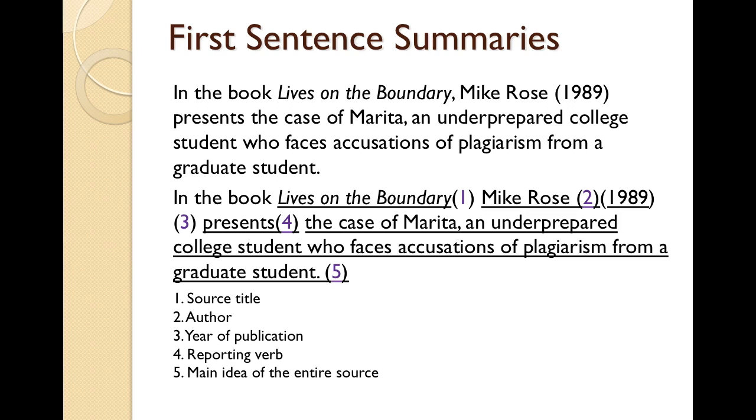The first item needed is the actual title of the article or section of text. You will also want to include the author's full name, the year of publication of the text, a present tense reporting verb such as describes, examines, addresses, and the main idea of the entire article or section. So again, it is 1, 2, 3, 4, 5 elements which make up the first sentence of the summary.